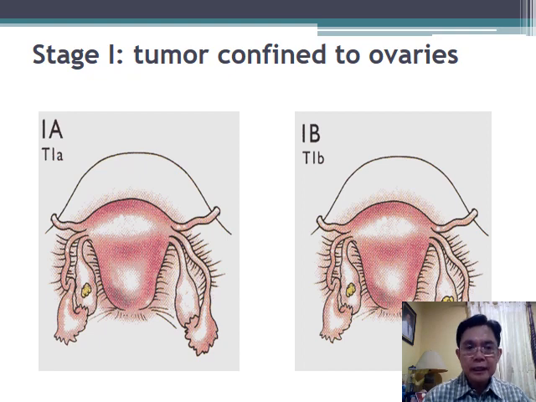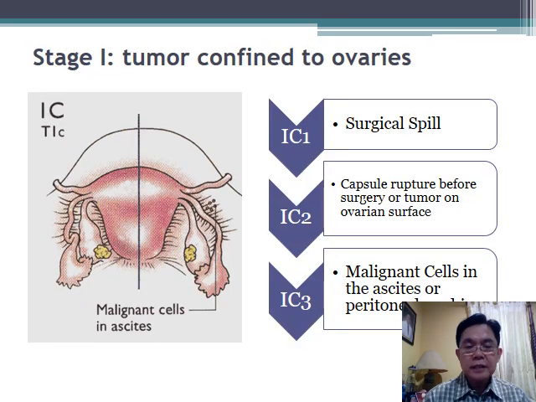So this is a graphic presentation of stage 1 tumor. So stage 1A, the tumor is confined to one ovary. And stage 1B, the tumor involves both ovaries. Stage 1C, okay, again, surgical spill.